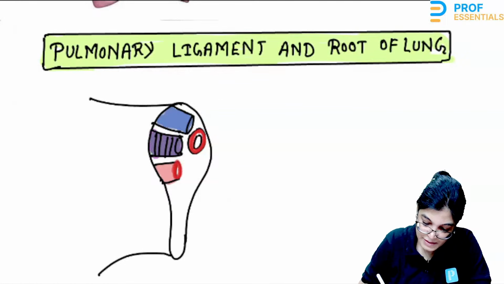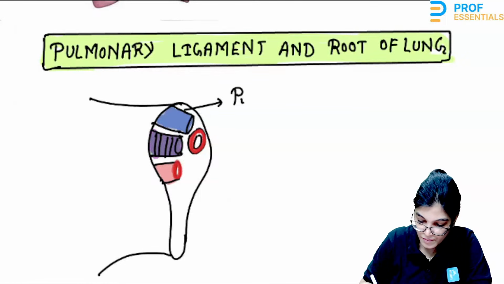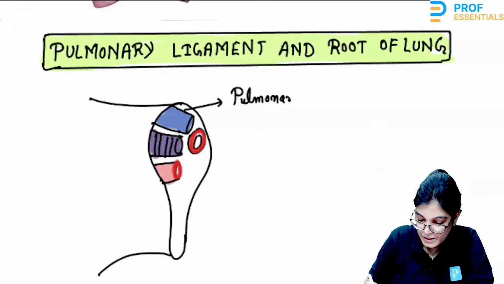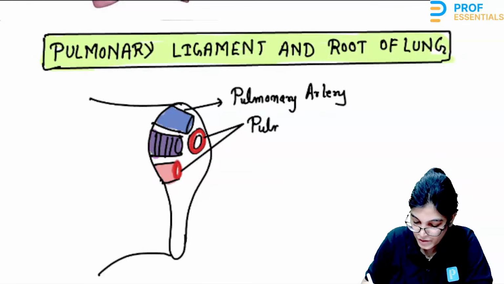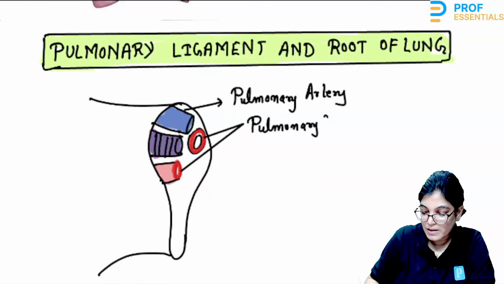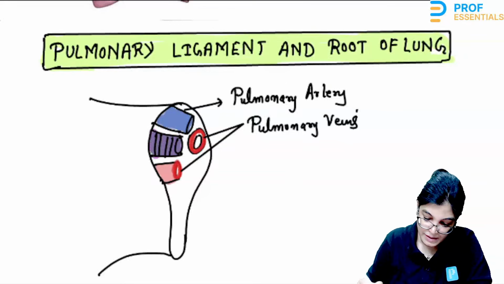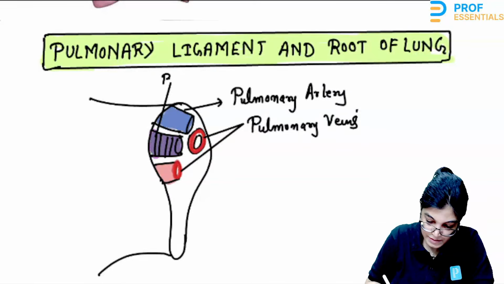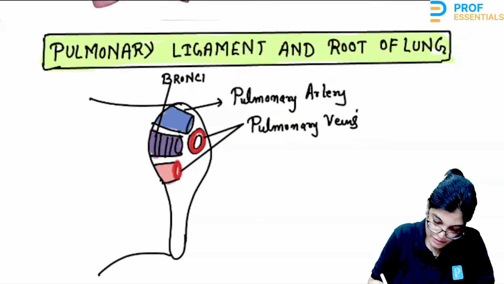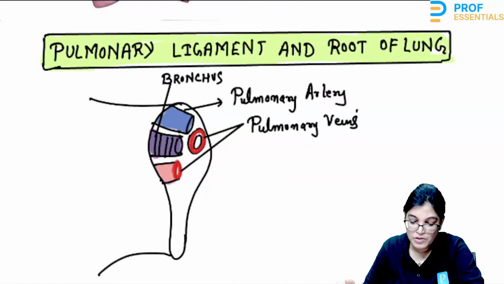Now please label it. This is the pulmonary artery. This is the two pulmonary veins shown in red color because they contain oxygenated blood, and this is the bronchus, which has cartilaginous rings.